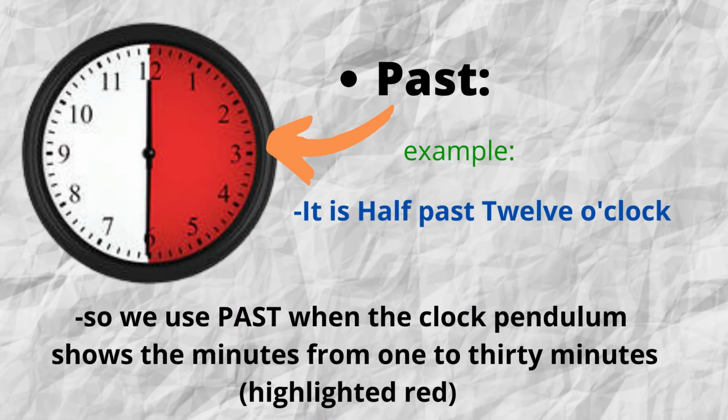We use past with minutes from 1 to 30. The section highlighted red, as shown in the video. The short arrow points to 12 o'clock. That's the hours. The long arrow points to 6. However, the long arrow shows the minutes, not the hours. So here 6 means 30 minutes. Therefore, it is half past 12, as shown in the example.